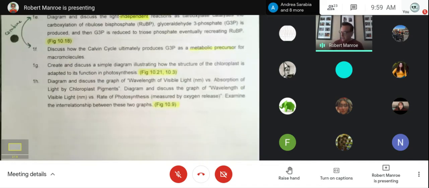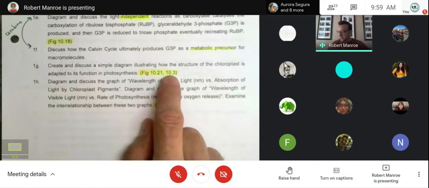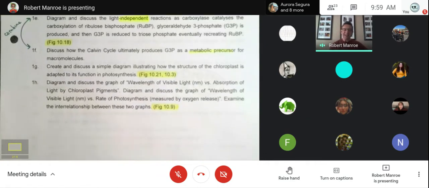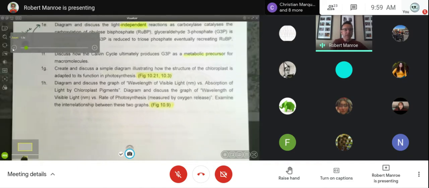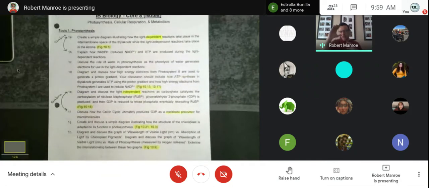Fine. And then G and H are separate. G is 1021 and 103, and then 1H is 109. So the overwhelming majority of these are driven by images, of course, and I would group together the images and the explanations, 1A and 1B, and then 1E and 1F.